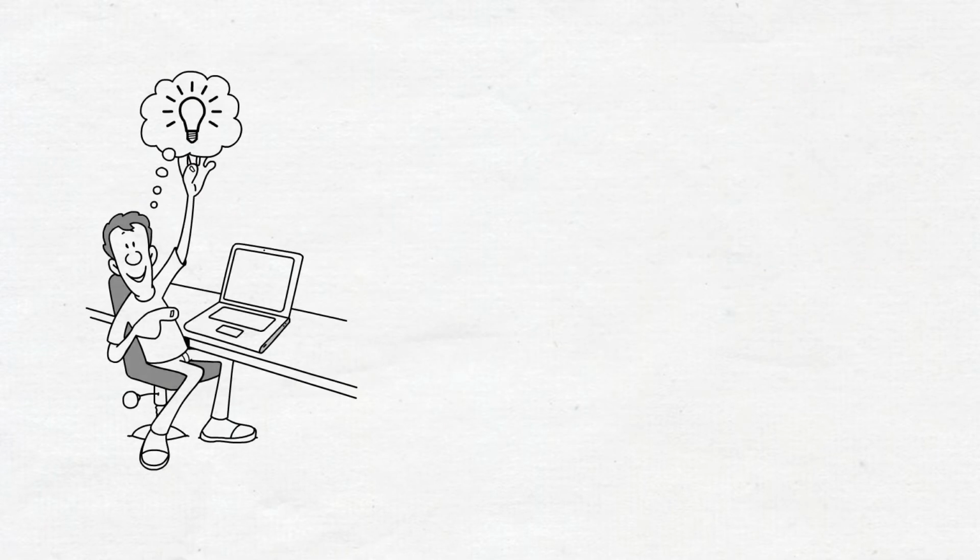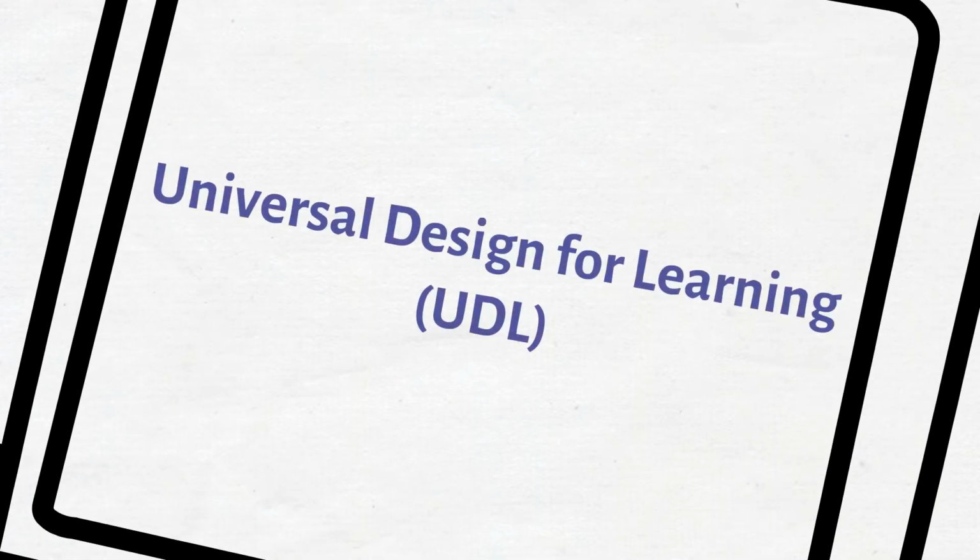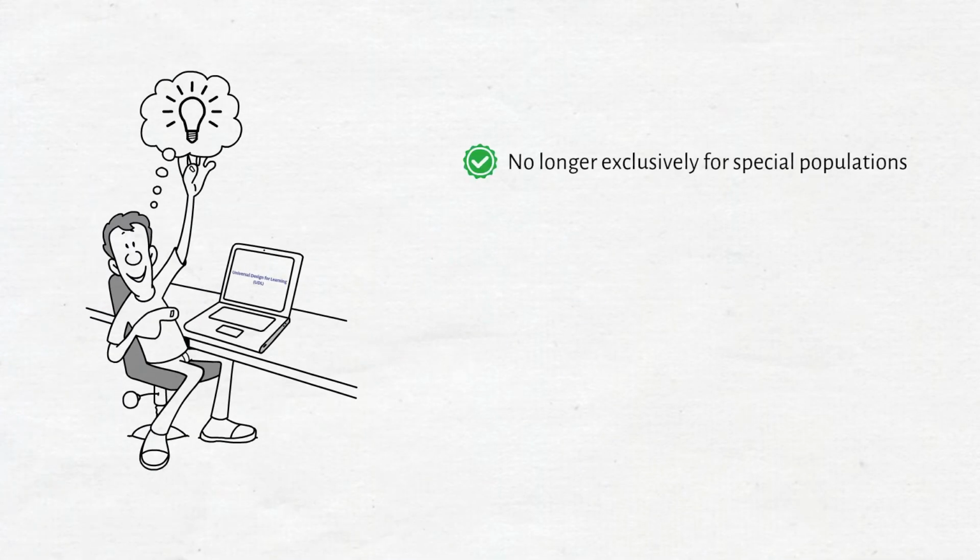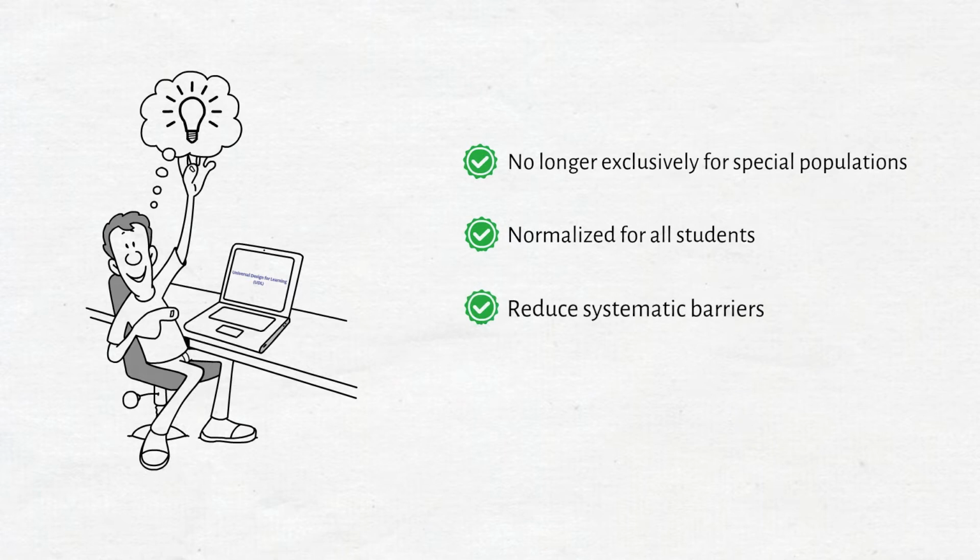One way that teachers can support equitable learning environments for every student is by introducing the Universal Design for Learning, commonly referred to as UDL. Through UDL, assistive technologies are no longer exclusively for special populations or traditionally marginalized students, but instead normalized for all students. By normalizing assistive technologies for all, teachers can help reduce systematic barriers and enhance learning experience for everyone.